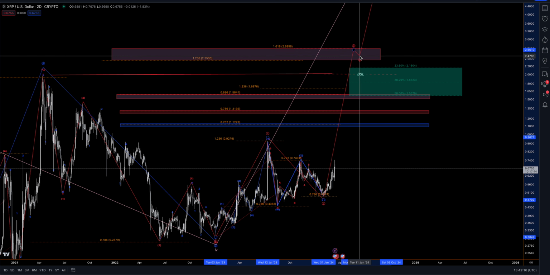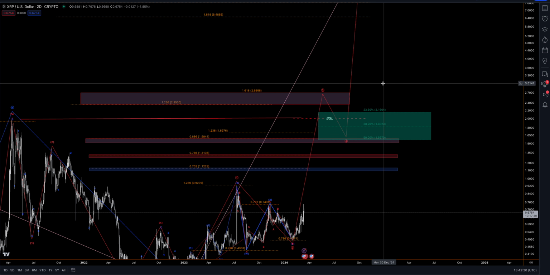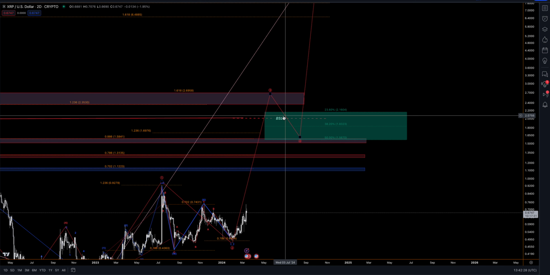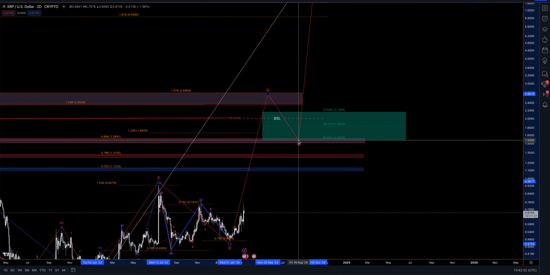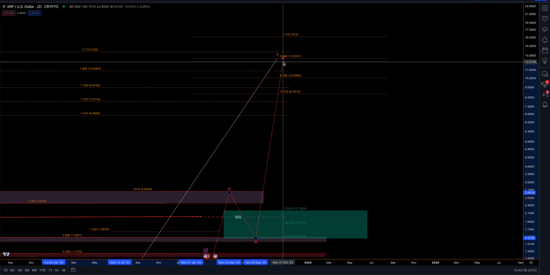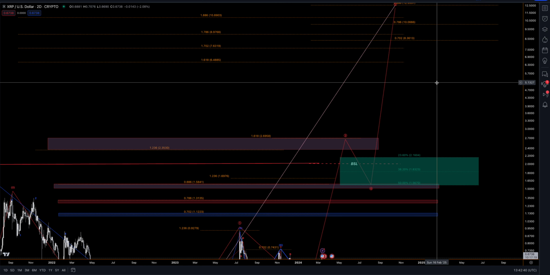We're going to have a creaking action, and this creaking action is going to make retail pull their hair out. They're going to think that the structure is finished and that we're going into a bear market, when in reality, this will just be a wave 4. Okay, it'll come down to any of these fibs over here, and then we'll have an extension of the 5th wave, likely above $7 to $10.